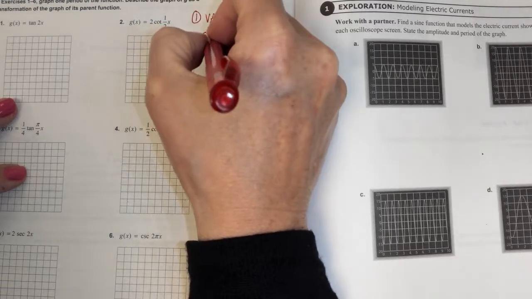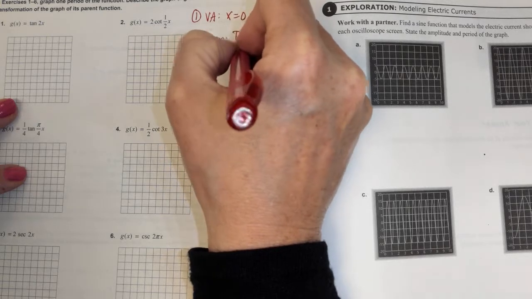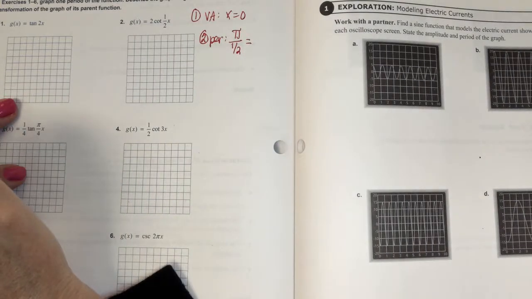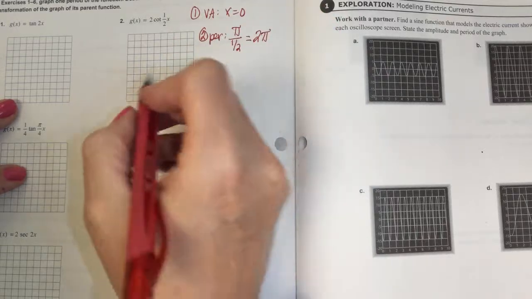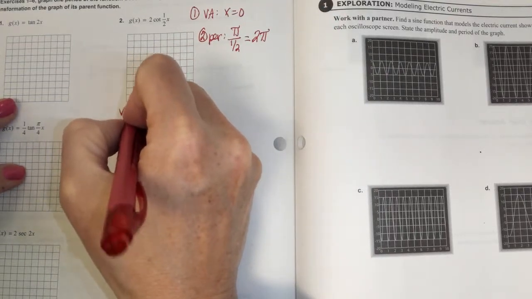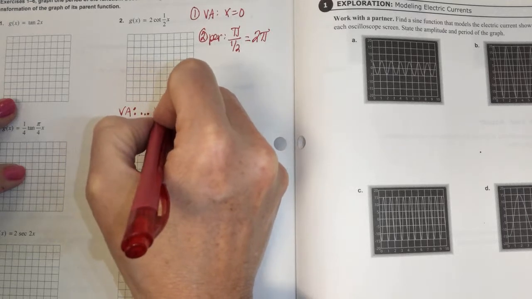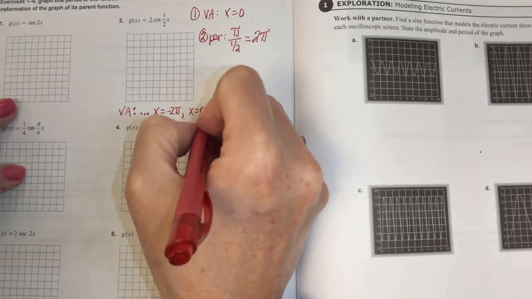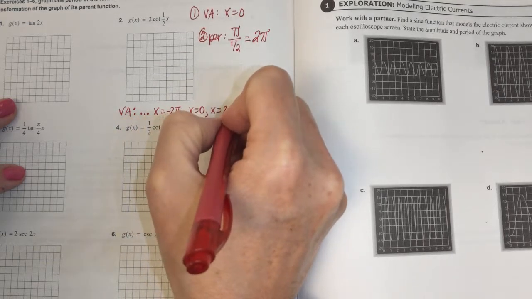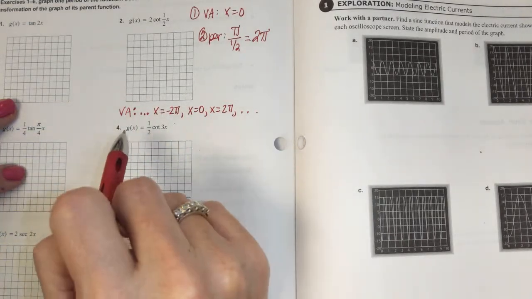Now we're going to find the period. So the period is going to be pi divided by 1/2. What is pi divided by 1/2? 2 pi. So if I want to find more vertical asymptotes for this, I know they're going to be at x equals -2 pi, x equals 0, x equals 2 pi, and so on. It goes on forever in that pattern.